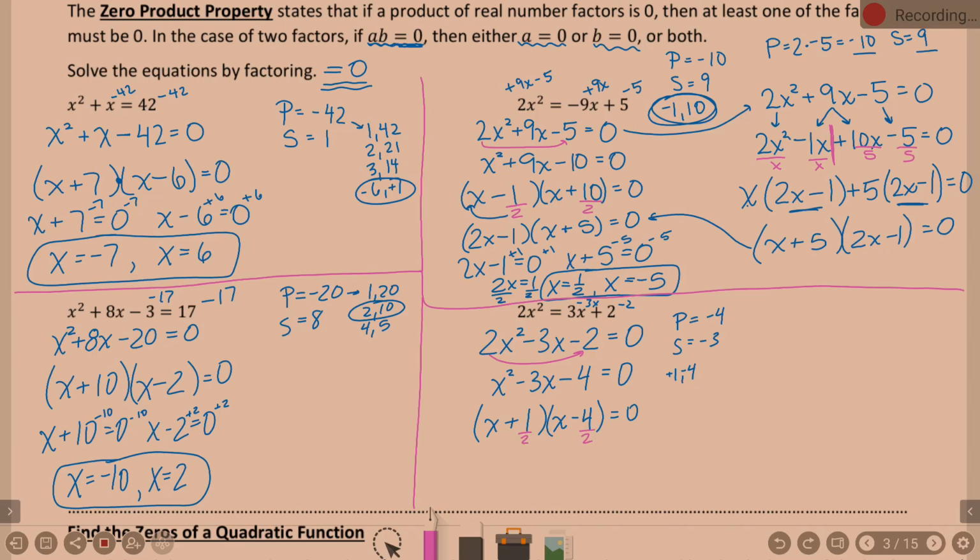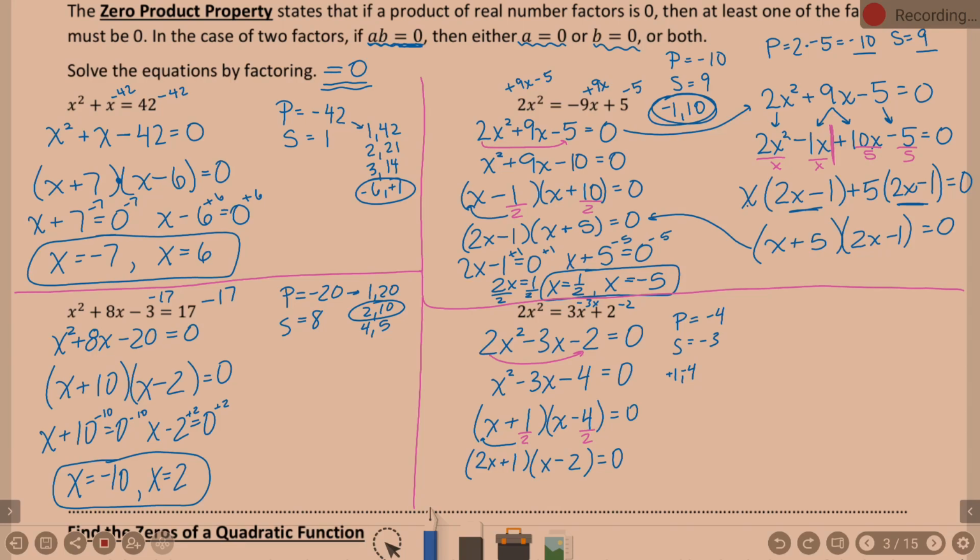With that in mind, this first factor officially becomes 2x plus 1. What about the other factor? It becomes x minus 2, right? If it doesn't divide, you move it back out front. If it divides, divide it.